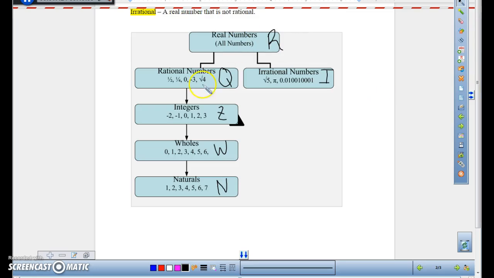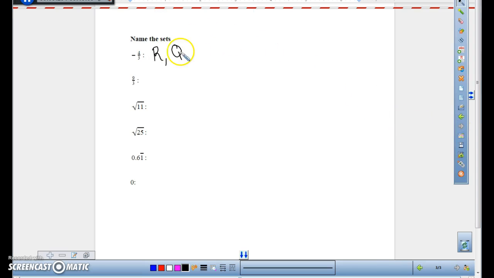Then we look at our chart. -4/3. Does it simplify down to anything whole number wise? And it doesn't. So it would stop at the rational number. It can't be an integer because it doesn't simplify down to a whole number. So that's where we would stop at -4/3, is just real and rational.